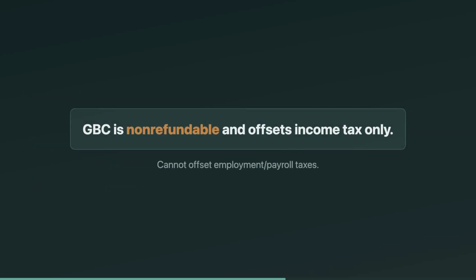Next, the non-refundable rule. The GBC reduces income tax dollar for dollar, but it can't create a refund by itself. So if the limitation says you can only use part of it this year, the rest doesn't disappear. Also, a classic trap: general business credits do not offset employment taxes or payroll tax liabilities. If you see a question hinting at using the credit against payroll taxes, that's usually a no.